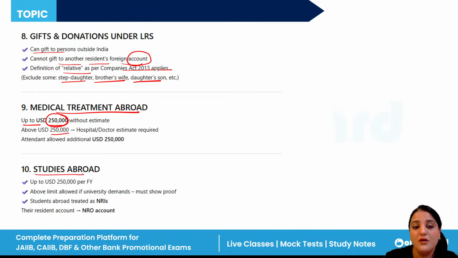If someone wants to study abroad, up to US dollar 2,50,000, again it is allowed. But above this limit, if the university demands more than this amount, then they have to show the proof. Then students abroad are treated as NRIs in India, and their resident account is the NRO account. Clear? So this is basically the studies abroad case. In the case of medical or study, more money is allowed, but they have to show the proof.